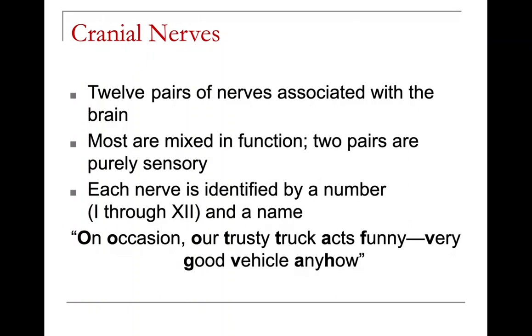For the cranial nerves, there are 12 pairs of nerves that are associated with the brain. Most are mixed in function. 2 pairs are purely sensory. Each nerve has a name and a Roman numeral, 1 through 12. There are several mnemonics for them. One of them given here is, on occasion our trusty truck acts funny, very good vehicle anyhow.